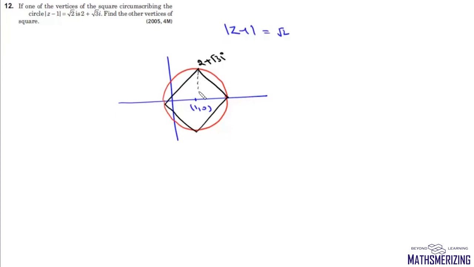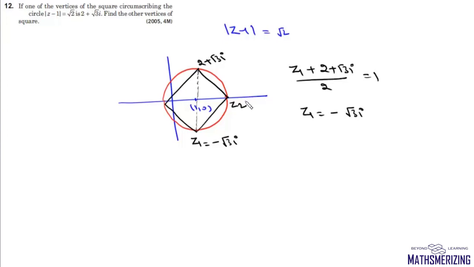Now we know that the vertex which is opposite to this given vertex will have its midpoint at 1. So suppose this is z1. Now z1 plus 2 plus root 3 iota upon 2 is 1. That means the value of z1 will be minus root 3 iota. So this vertex will be minus root 3 iota.